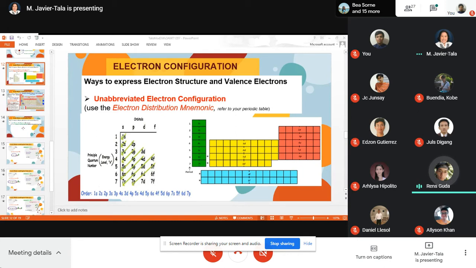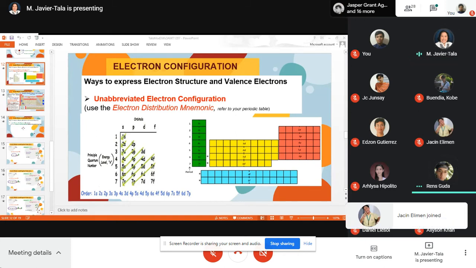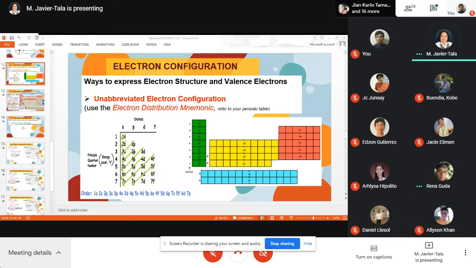Parang kulang po sa akin ata, ma'am. Wala yung sa SPDF? Opo, ma'am. Di ko po makita. Wala kang electron distribution mnemonic? Di po kita, ma'am eh. Maliit po yung periodic table, parang di updated, ma'am. Ay, ibig sabihin wala sila Tennessine at Oganesson dyan. Yan. Wait lang. Hindi ko alam kung Mr. or Miss to.